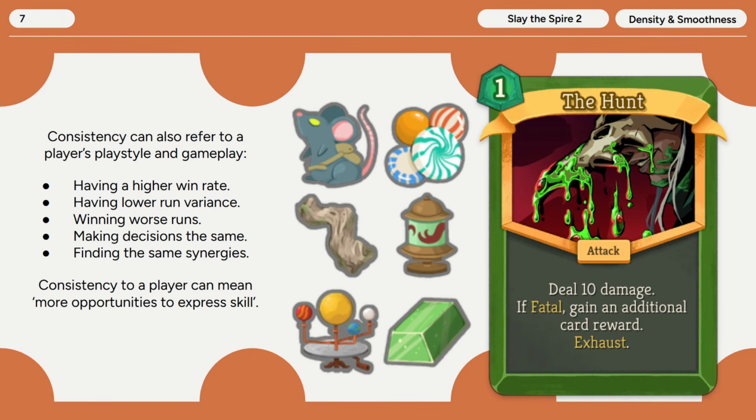Consistency could also refer to a player's play style or their gameplay itself. Things like having a higher win rate. A person might say, oh, I want to consistently win more. What they're saying is they want to improve their win rate. Maybe they want to have lower run variance. They want to be able to win runs, even if the card rewards are worse according to their interpretation of the game. Or they want to make decisions in the same way.